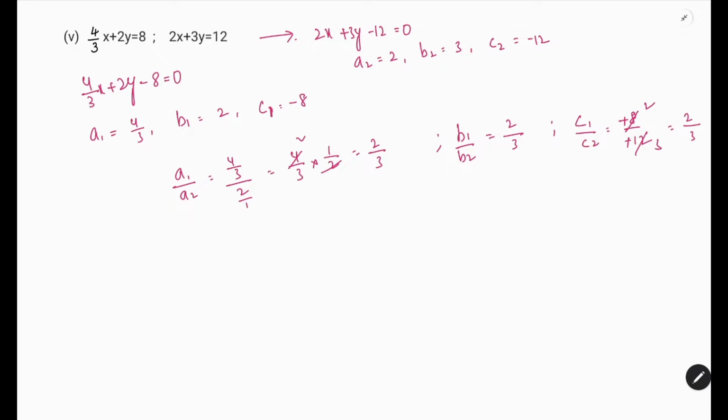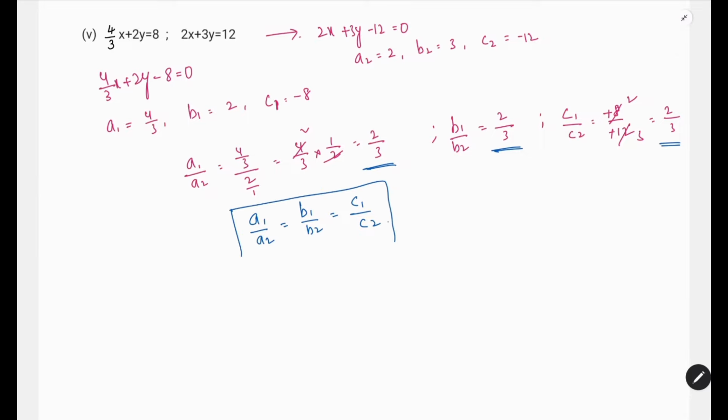Okay. Here we can say that 2 by 3 is equal to 2 by 3 is equal to 2 by 3. Here A1 by A2 is equal to B1 by B2 is equal to C1 by C2. See, if all the ratios are the same, in this case the lines are coinciding. These have infinite solutions. And these are a consistent pair of linear equations.